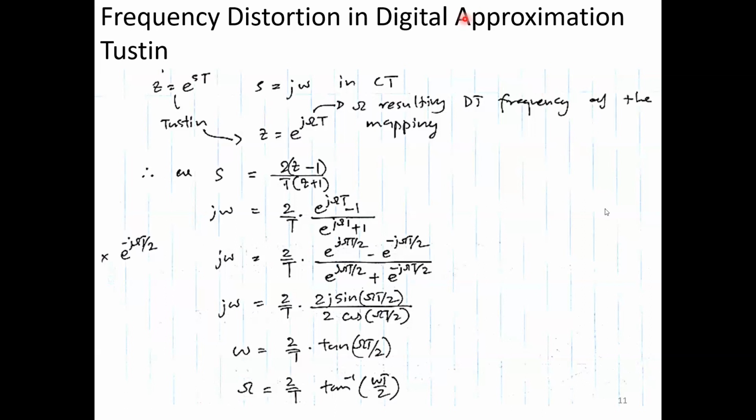Now what we are going to do is look at the frequency distortion in digital approximations. We are going to use Tustin, for example. So up to now, Tustin is your best discrete approximation, but it's not perfect. So we are going to see what the imperfections in Tustin are.